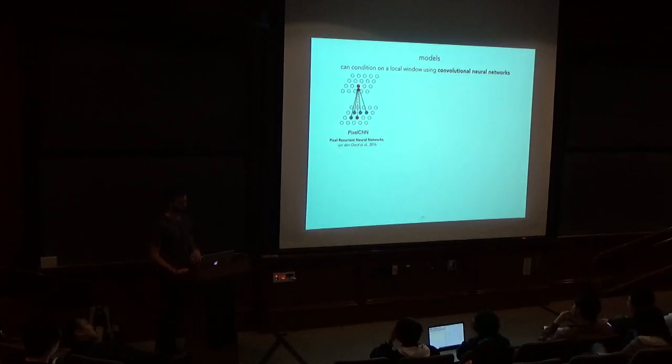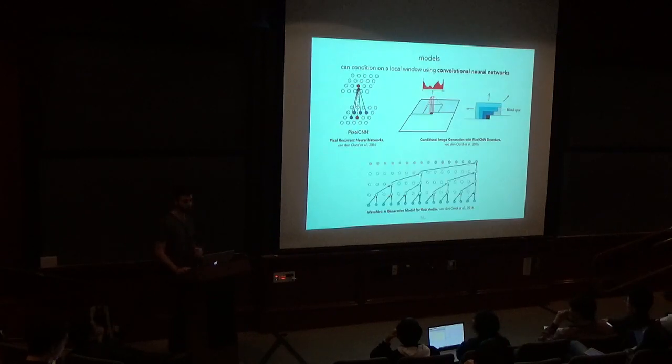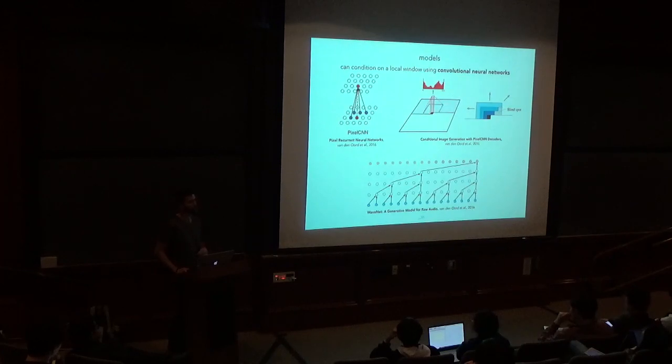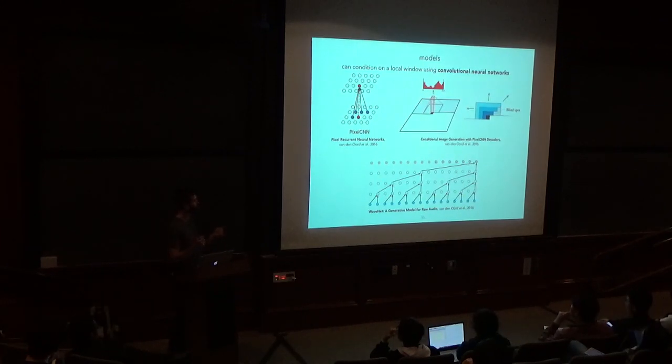And people have shown, in models like Pixel CNN, you can actually perform this type of autoregression as well using convolutional neural networks on images. But a really pretty cool application of this was in Wavenet, which is this generative model of audio. And in here, you're using a convolutional neural network over sequences of audio input.